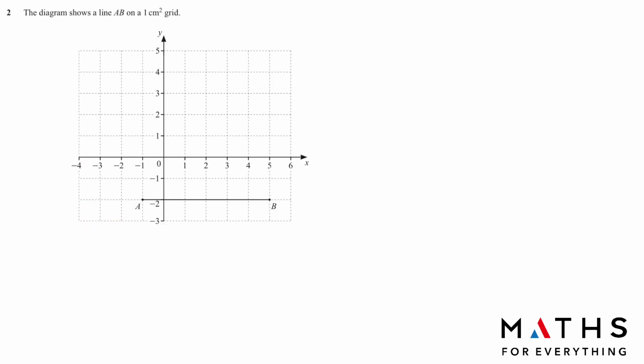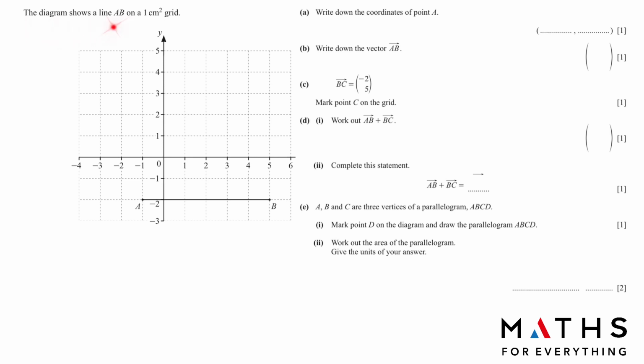Question number 2. The diagram shows a line AB on 1 square centimeter grid. This is the line AB, and the first part tells us we have to write down the coordinates of point A. This is the x-axis and this is the y-axis. When we write down the coordinate, we first write the x. So what is our x? From A, you go up. This is -1. So -1, and this is your y, -2.